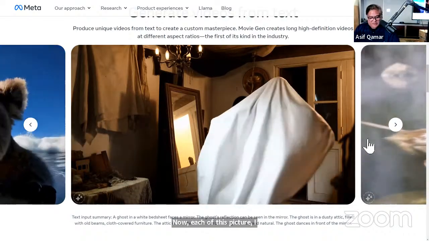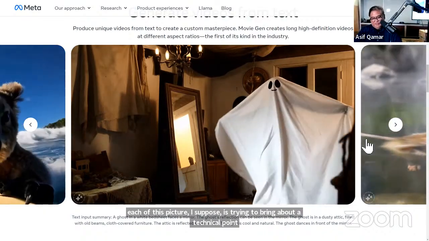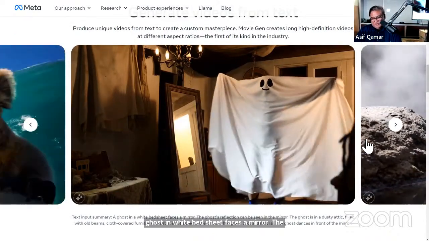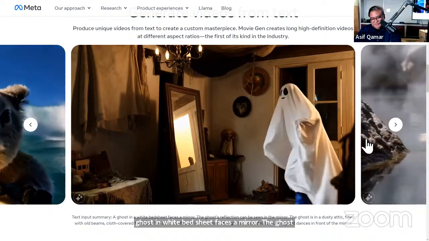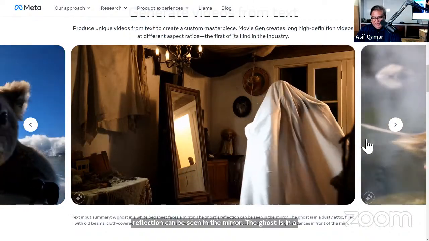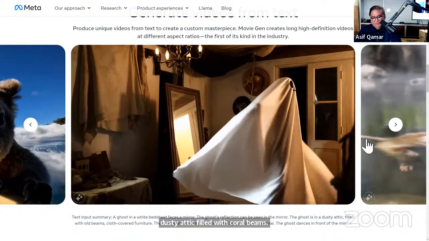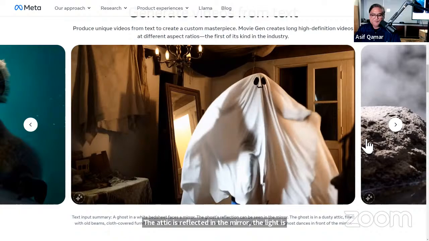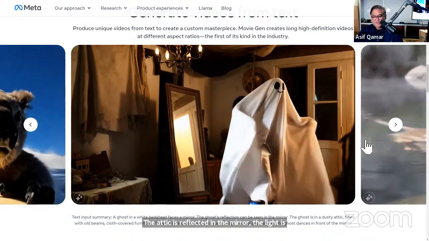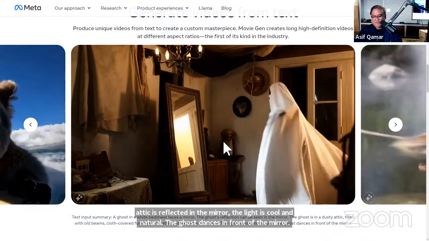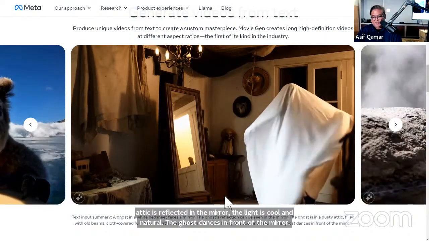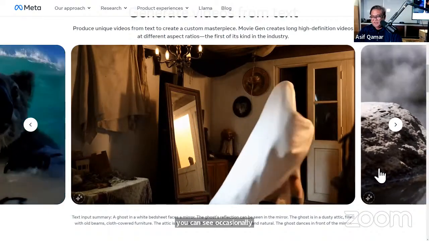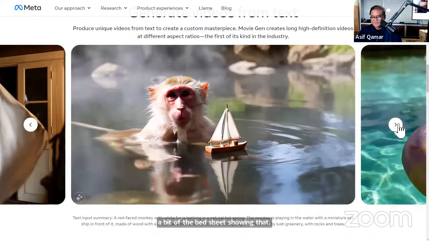If you look at this one, there's a text input saying a ghost in a white bedsheet faces a mirror. The ghost's reflection can be seen in the mirror. The ghost is in a dusty attic filled with old beams, cloth-covered furniture. The attic is reflected in the mirror. The light is cool and natural. The ghost dances in front of the mirror. By the way, do you see that in the mirror, if you look carefully, you can see occasionally a bit of the bedsheet showing up? So obviously a lot of photorealism here.